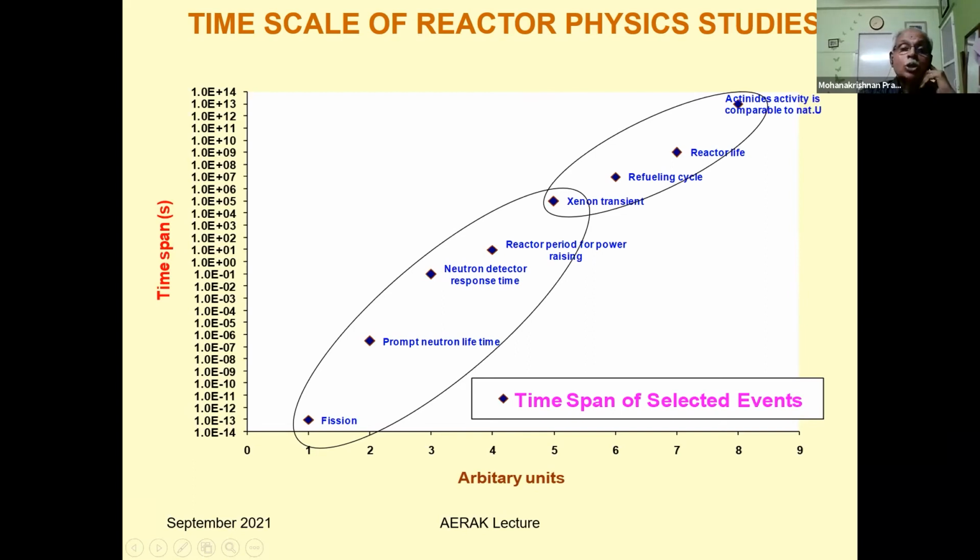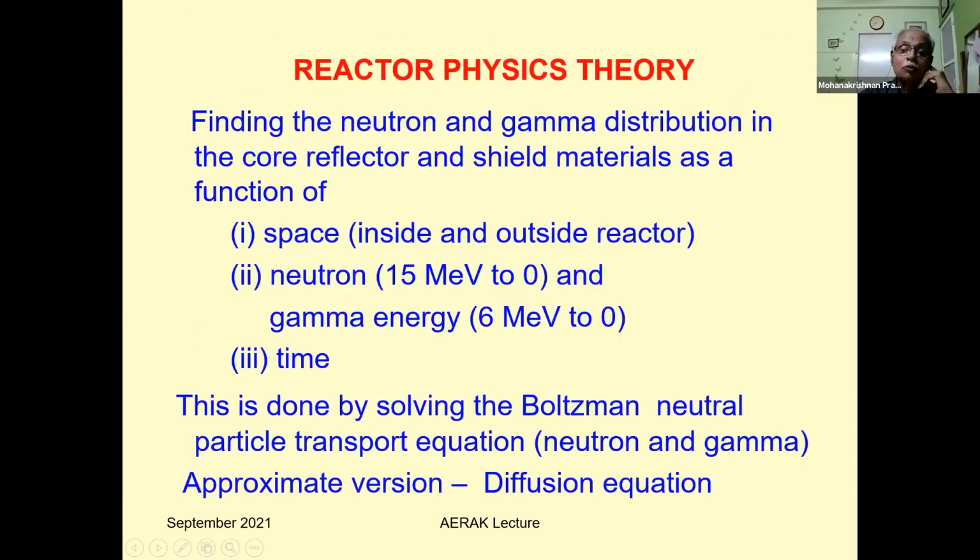Now I will go to the very small portion of this whole fuel cycle, which is reactor physics theory, which is, so to say, my field. It involves finding neutron and gamma distributions in a core, reflector and shield materials as a function of space, inside the reactor and outside the reactor. Neutron energy is 0 to 15 MeV and gamma energy is 0 to 6 MeV, and as a function of time. This is done by solving the Boltzmann neutral particle transport equation. There is an approximate equation for this, which is called the diffusion equation.